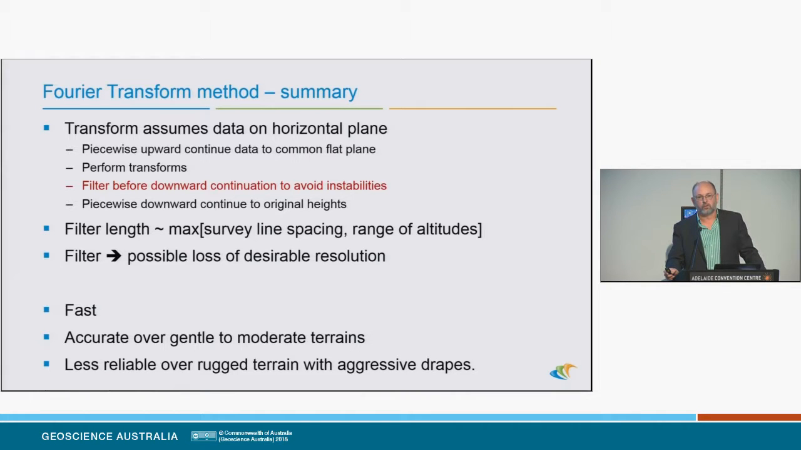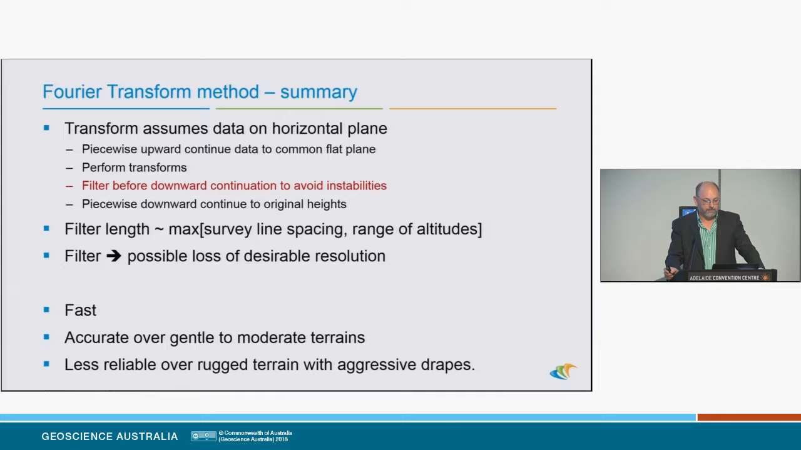But the Fourier transform assumes that the data are measured on a horizontal plane, and generally speaking, that's not what we do. So in our implementation, we use piecewise upward continuation and bring all the bits up to a common horizontal plane. We perform our transformations, and then we need to put them back where they came from. The thing is that downward continuation is an unstable process, and so we have to introduce another filter at this stage, a downward continuation filter, to avoid any instabilities as we move the data back down again.